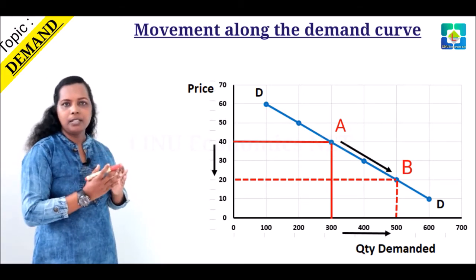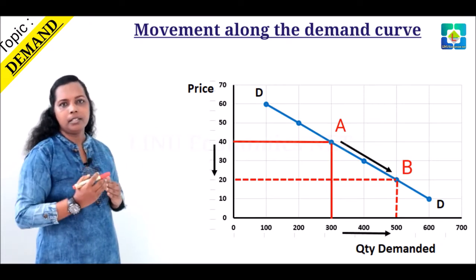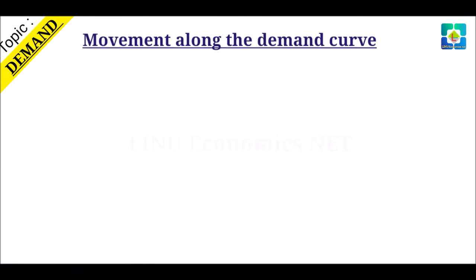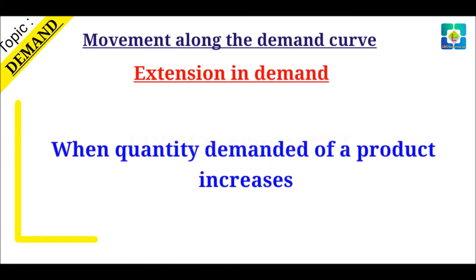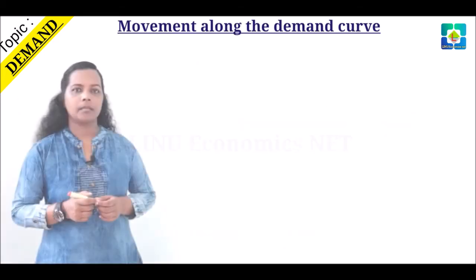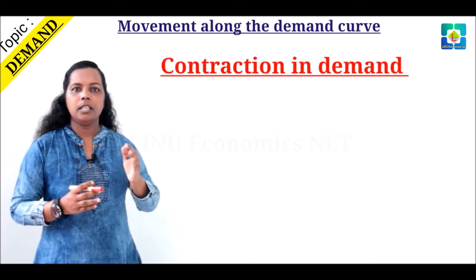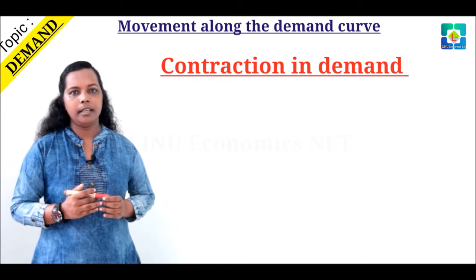Because of the price change, when the price falls, the quantity demanded is increasing. Extension in demand: when the quantity demanded of a product increases due to a decrease in its own price, other factors remaining constant, it is a situation of extension in demand. The next one, contraction in demand, is just the opposite of extension in demand.